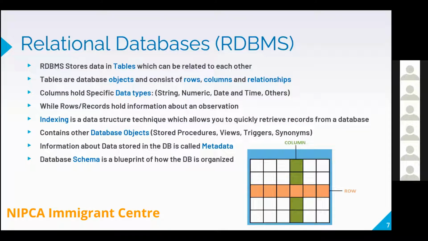I'll mention. We'll come across them while we discuss further. So relational databases basically store data in tables, and these tables can be related to each other. We'll get to that. And tables are referred to as database objects, and they consist of rows, columns, and then relationships. So the table is just an object in the database.